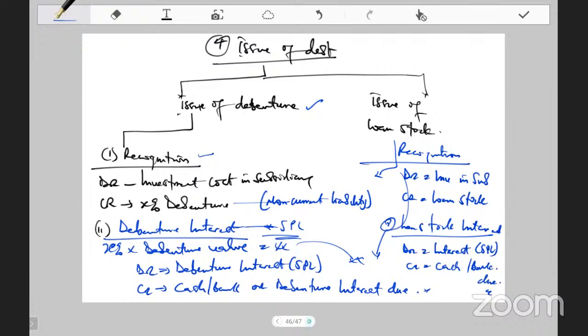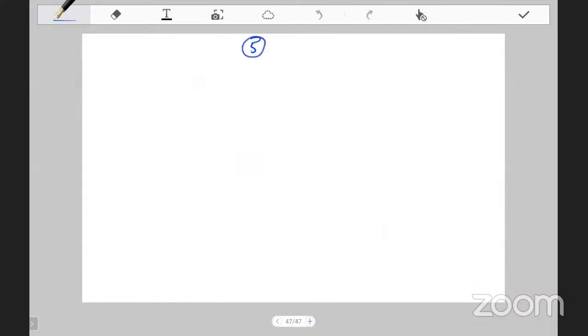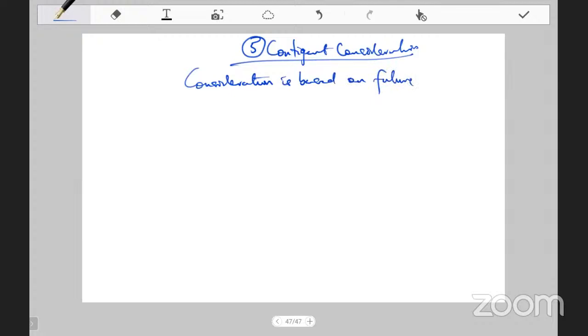Next. What's the last one we are looking at? Contingent consideration. I've told you that for the contingent consideration, you don't calculate anything. This is just whereby consideration is based on future events, which is usually uncertain. And there are examples for that.